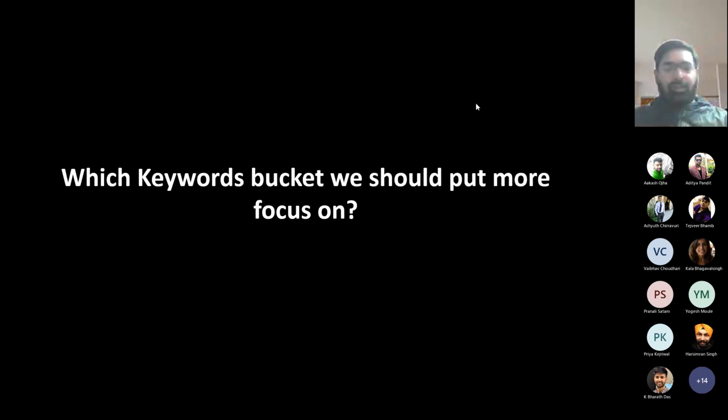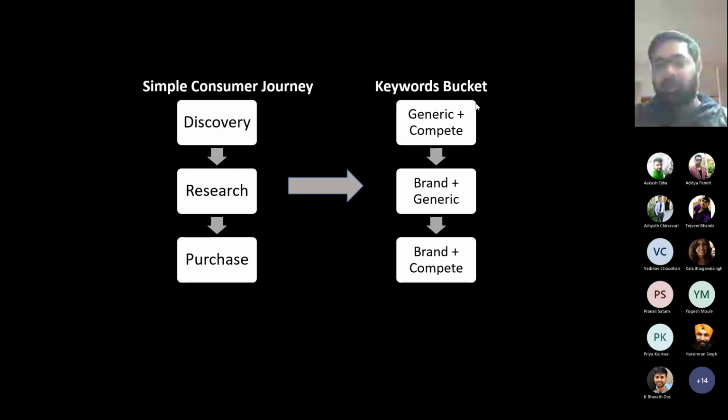Okay, moving on. So similar to that question कि ठीक है अगर हमने SEM करना है, so which keywords bucket we should put more focus on, right? So for this thing you need to understand कि आप किसके लिए प्लान बना रहे हो, अभी आपका फोकस एरिया क्या है, whether it is your डिस्कवरी फेज, आप रिसर्च फेज पे हो या परचेज फेज पे हो, उसके बेसिस पे यू कैन गिव एडवाइस टू द क्लाइंट कि अगर आप डिस्कवरी फेज पे हो, so you should bid on generic and competition keywords. If you are at the research phase, then you should bid on brand and generic keywords. And if you are at the purchase phase, you should bid on brand and competition keywords to maximize your performance on SEM.